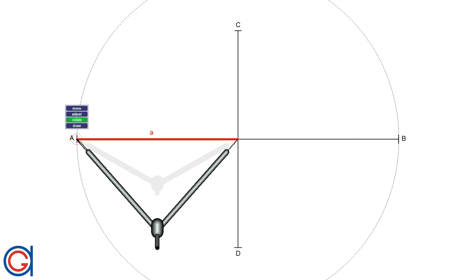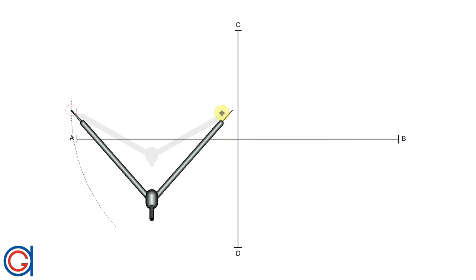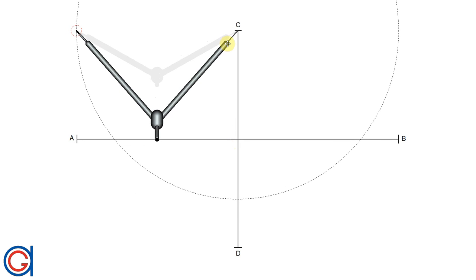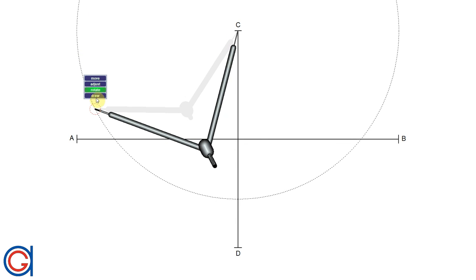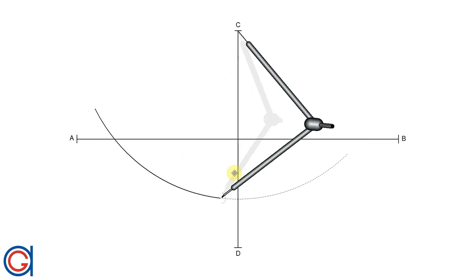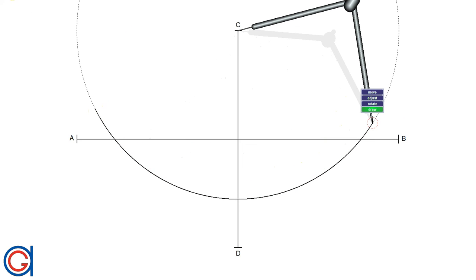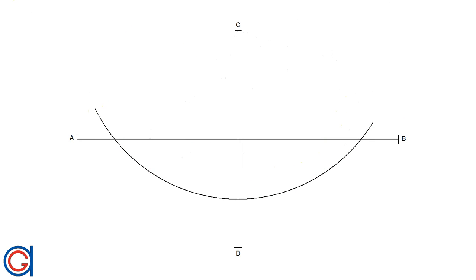So setting our compass to the radius of this distance, we are going to set it on the point C of the vertical axis, and we are going to scribe an arc which cuts the horizontal axis at 2 points, which will be our two focal points, and we will call them focal point F and focal point F prime, as can be seen here.